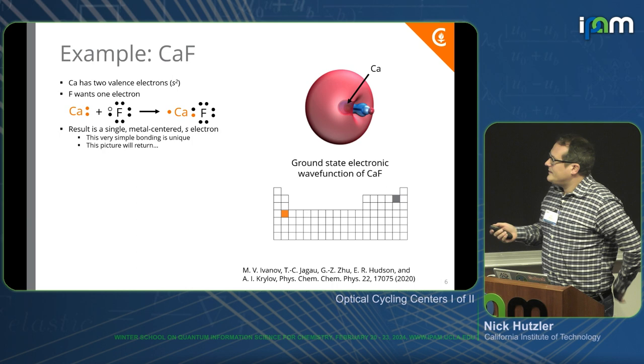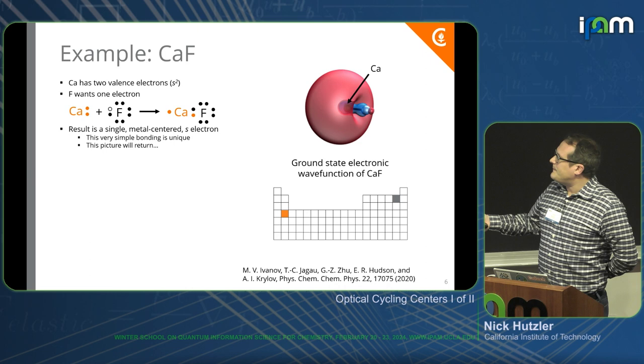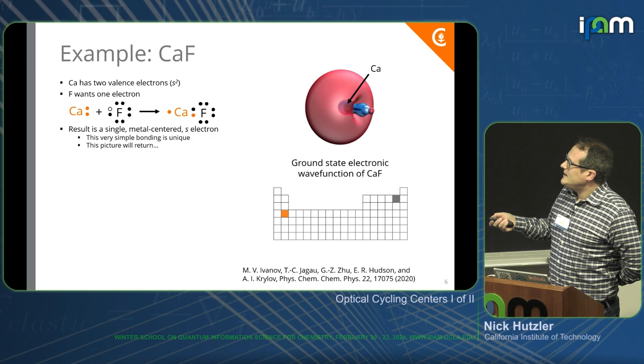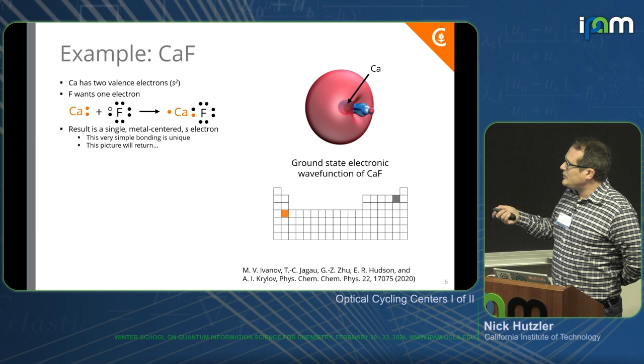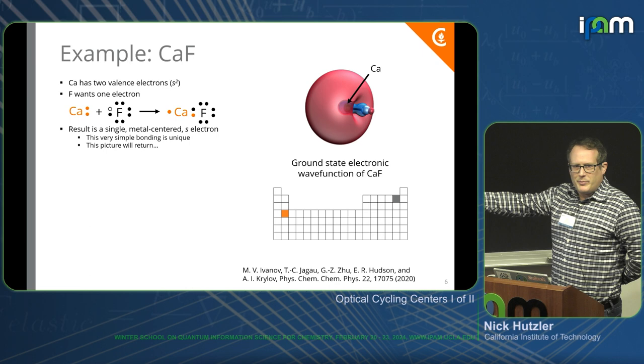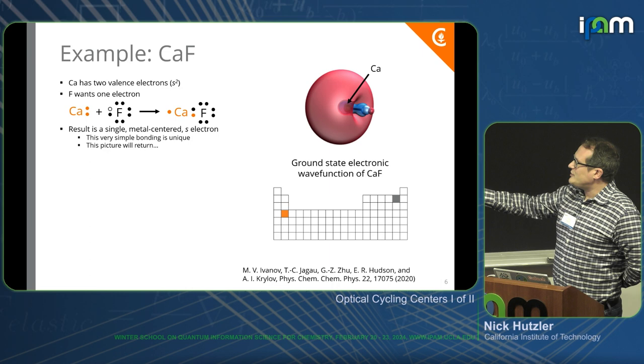So calcium fluoride, if you do something more sophisticated than draw the dots, say an ab initio calculation, like was done here, you find that this kind of Lewis dot structure sort of represents what the orbitals look like. In the ground state of calcium fluoride, one electron is in this chemical bond. It's very deeply bound. And this valence electron is really centered around this calcium. It largely avoids the fluorine.